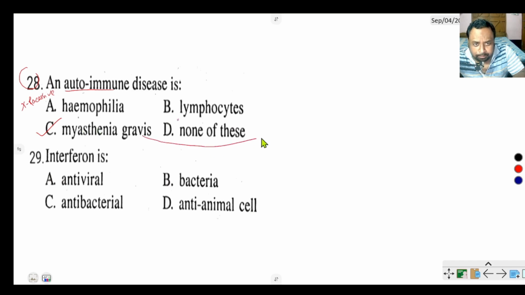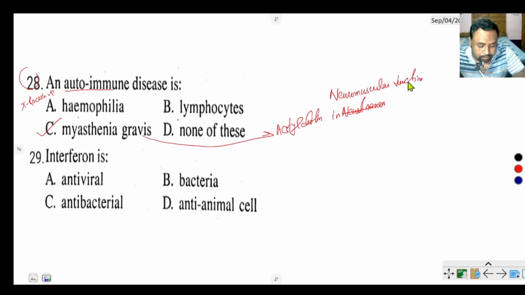Myasthenia gravis is an autoimmune disease. In myasthenia gravis, antibodies inhibit acetylcholine at the neuromuscular junction. So the symptoms are drooping eyelid, double vision, difficulty in chewing, and muscle fatigue.